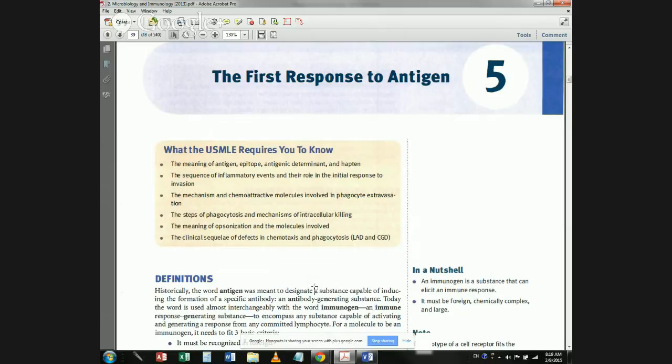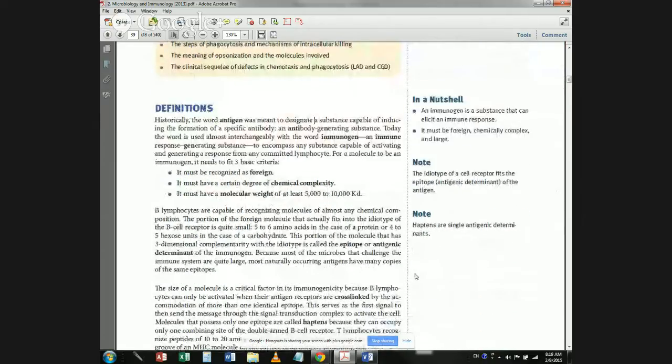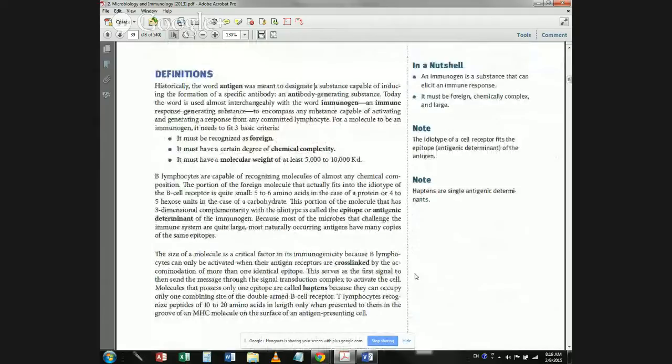So historically, the word antigen was meant to designate a substance capable of inducing the formation of a specific antibody, an antibody generating substance, so to speak. Today, the word antigen is used almost interchangeably with the word immunogen. An immunogen, on the other hand, is an immune response generating substance. So there's a difference. Do you activate the immune response or do you activate the production of antibody? Clearly, you'll need to activate the immune response to generate an antibody.